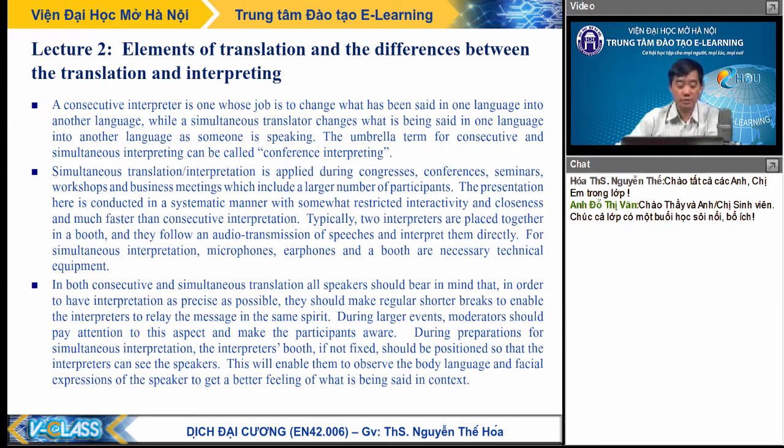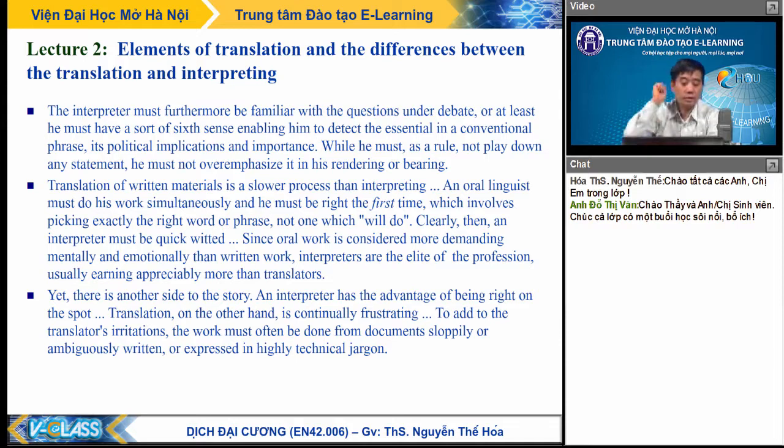For interpretation, we may have different kinds of interpretation. We have consecutive interpretation, simultaneous translation or interpretation. In this case, simultaneous interpretation is very complicated. It is applied during congresses, conferences, seminars, workshops, and business meetings. It is very complicated. And next, the job of the interpreter is that he or she has to pay attention to the questions and the debate, the different people who take part in the conversation.